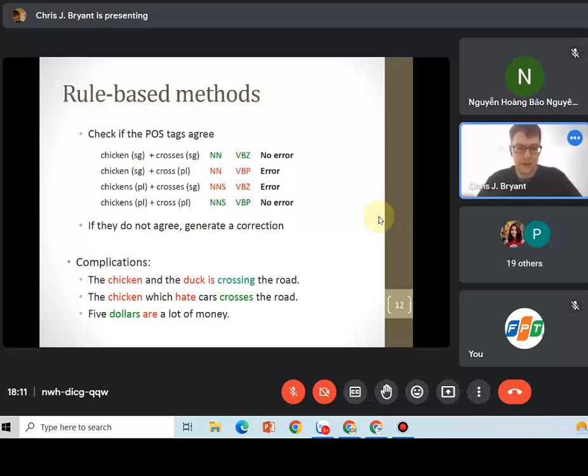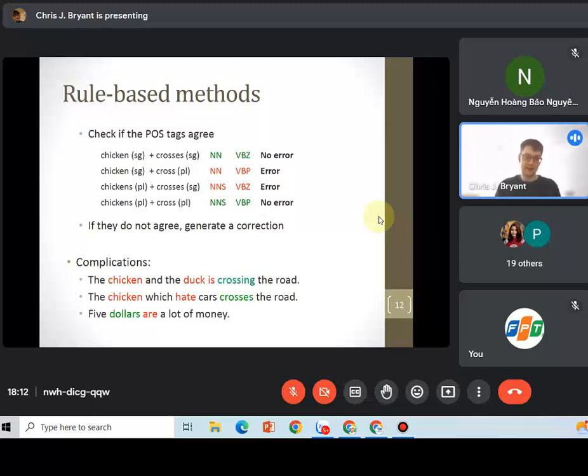Now, of course, there are exceptions and complications. If we have a sentence like the chicken and the duck is crossing the road, then we first look for the verb, which is crossing, but then we also need to recognize that there is an auxiliary verb, is, and that's where the agreement falls. So there's an extra step there. But also we should know that chicken is singular and duck is singular, but together they form a plural subject. So then we have to check how many subjects there are in order to work out what the agreement should be.